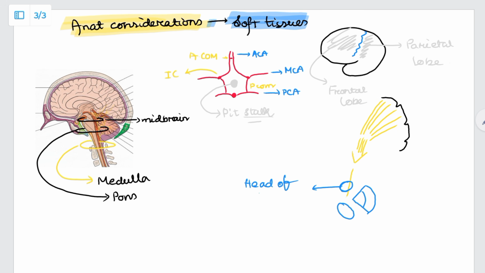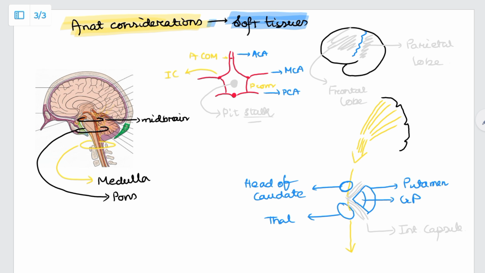And this nucleus is the head of the caudate nucleus. This is the thalamus. This is the putamen. And this is the globus pallidus. And the white matter fibers from the corona radiata pass in between them. And this tract of white matter fibers is known as the internal capsule.